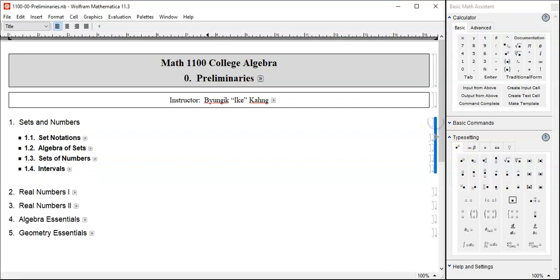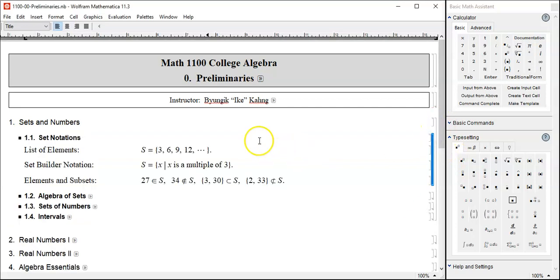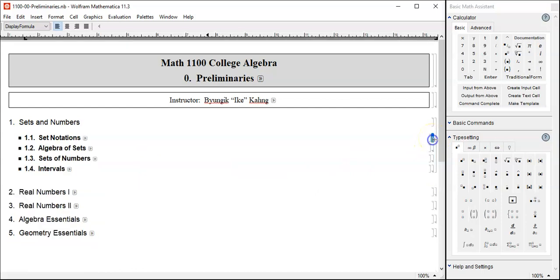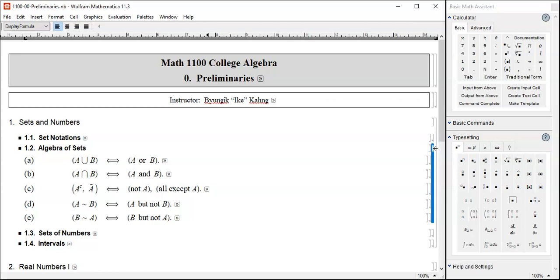The first topic is sets and numbers, and please remind yourself about the set notation. List of elements or set builder notation, where you have a certain condition that could be a bit verbose in there. And elements and subsets, we use these kinds of notations. Please remind yourselves. Next, algebra of sets.